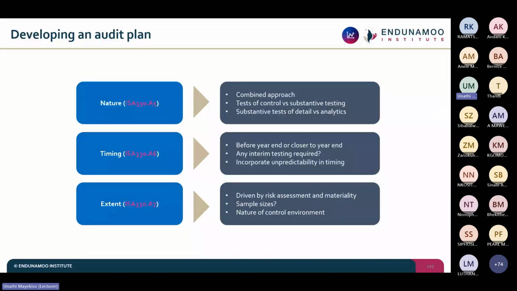The lower your materiality as well, the more work you perform. Sample sizes are also driven by materiality, and then also the nature of your control environment. If your control environment is not sound, you will test more substantively because you won't rely on controls. Any questions on nature, timing, and extent?